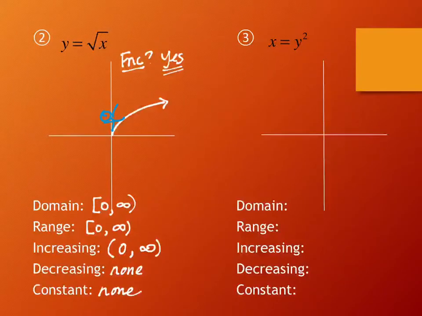It's quite likely that the third one is not a familiar graph to you. It's x equals y squared. It actually looks like this, which you might describe as a sideways parabola. And that would be a pretty accurate description.